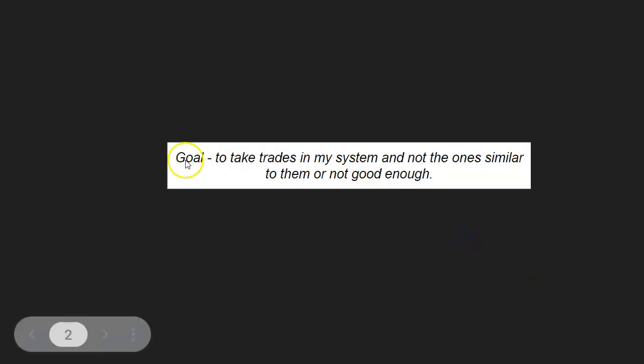Okay, so this is trade review for August 2nd, 2023. We're going to start off with the goal, and that is to take trades in my system and not the ones similar to them or not good enough. Notice how I haven't changed this goal. It's been the same one for the past week. It's important to stay focused on this goal until it becomes irrelevant, and I have to focus on another goal.